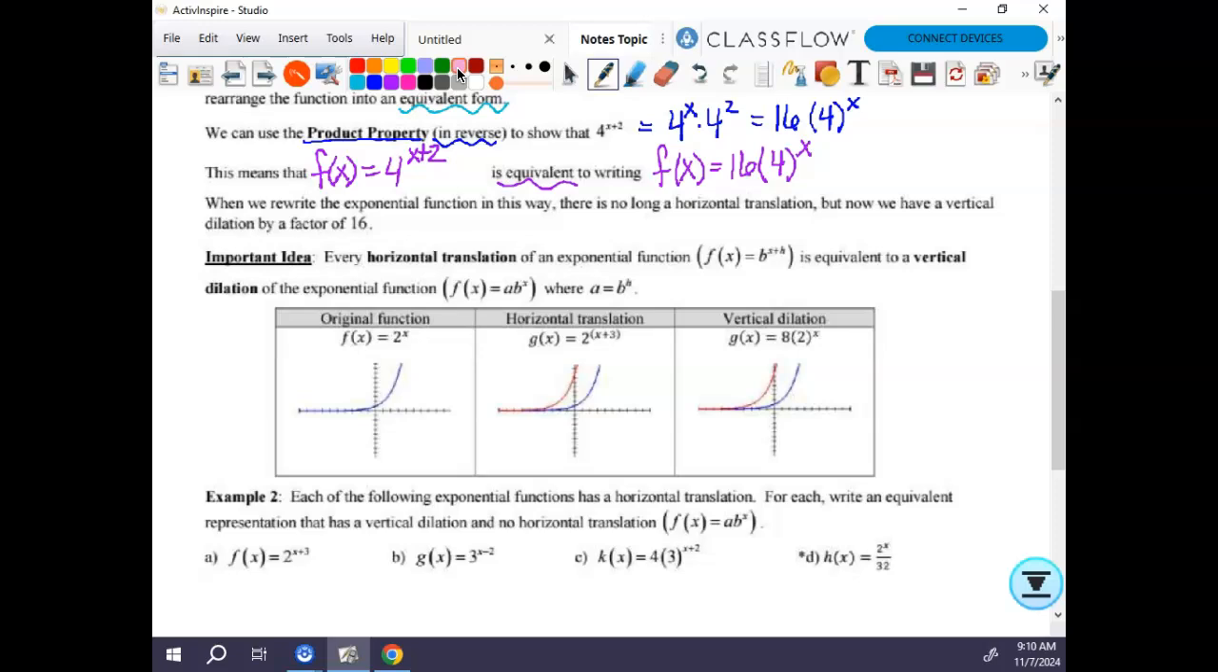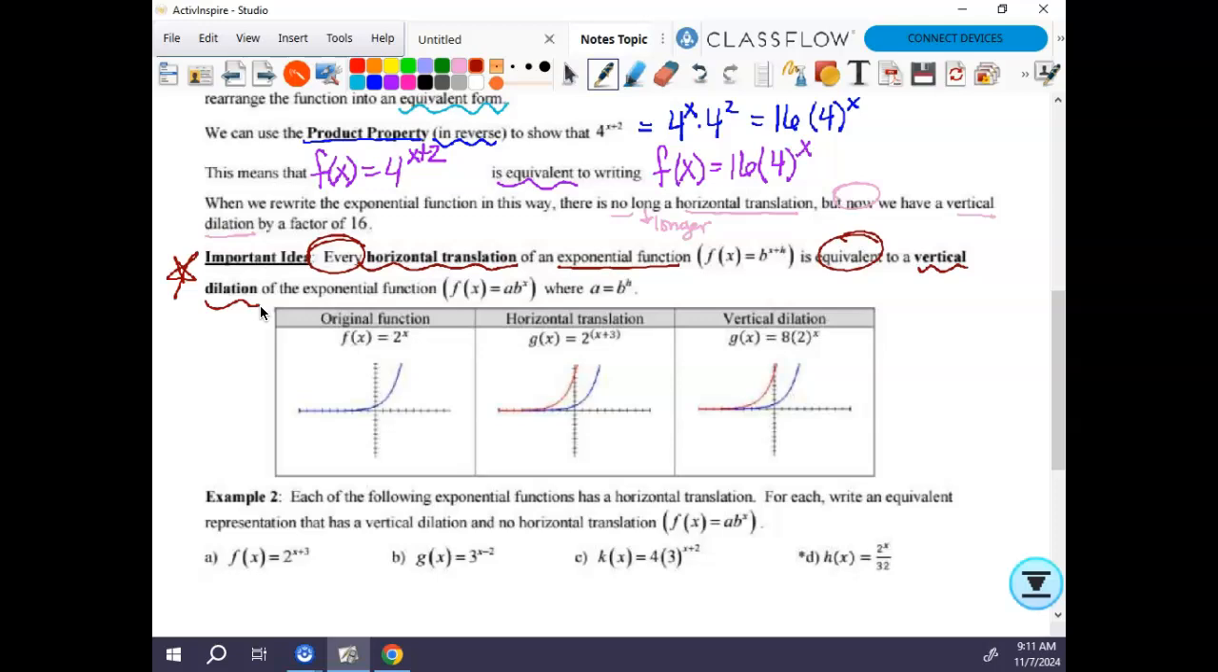So this should say no longer a horizontal translation, but now we have a vertical dilation. So here is the important idea. This is kind of the whole point of all of this. Every horizontal translation of an exponential function is equivalent to a vertical dilation. Every single one of them. That's not true for every function, but it's true for every exponential function. So this is kind of something special that happens with them.